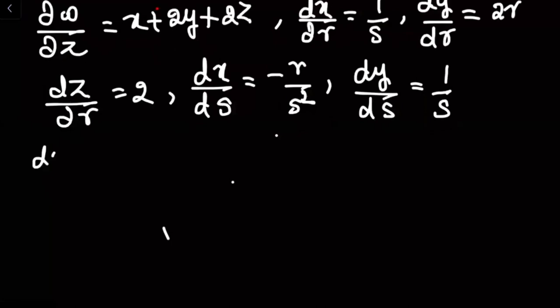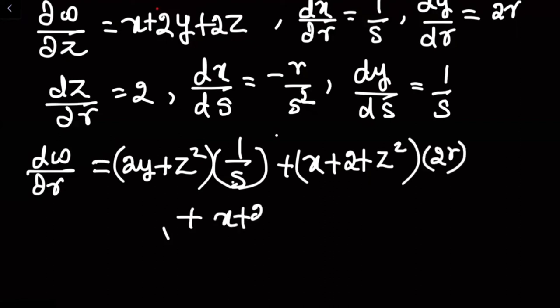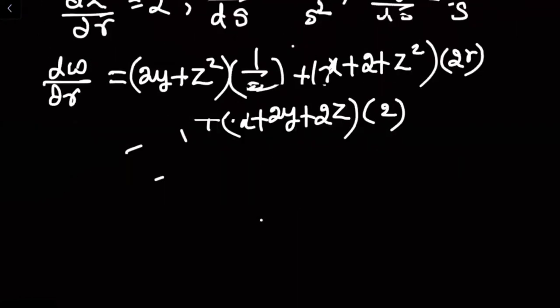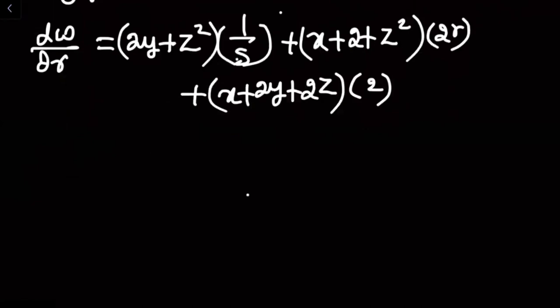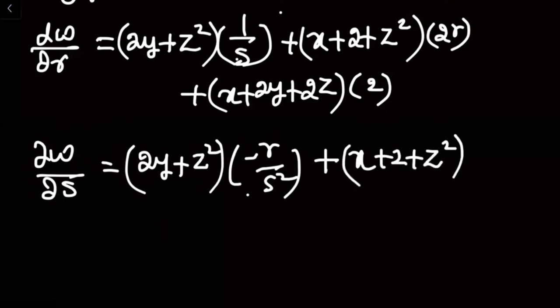In order to get dou w by dou r, we have to multiply 2y plus z squared times 2r plus x plus 2y plus 2z times 2. In order to calculate dou w by dou s, we have to multiply 2y plus z squared times minus r by s squared, plus x plus 2 plus z squared times 1 by s. This is what we can get.